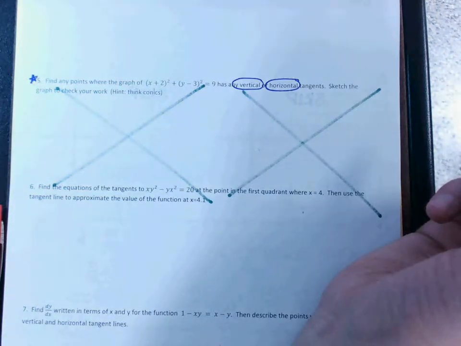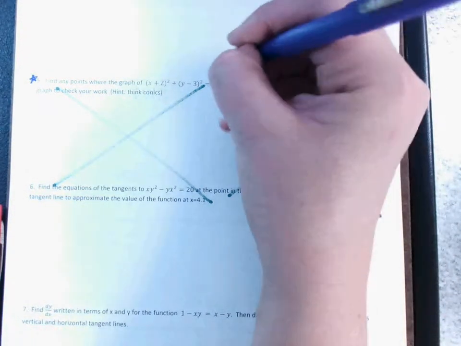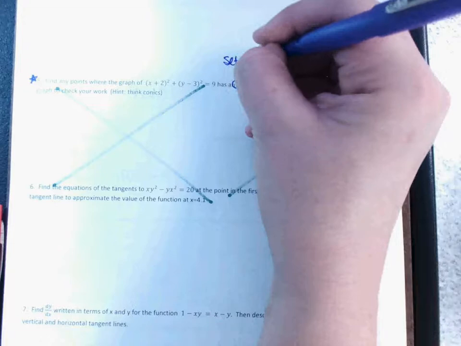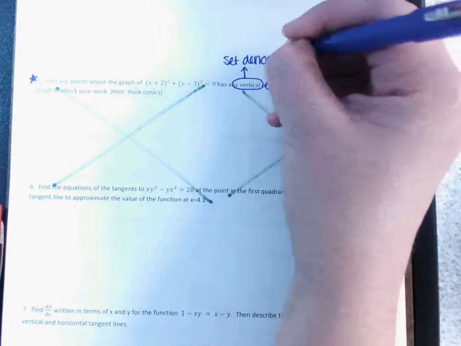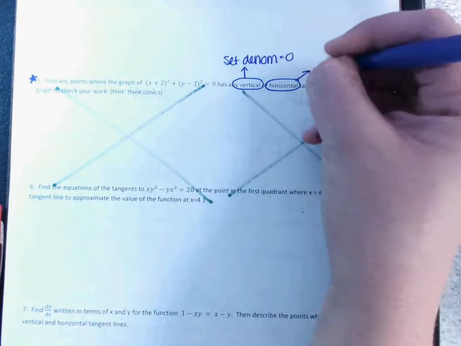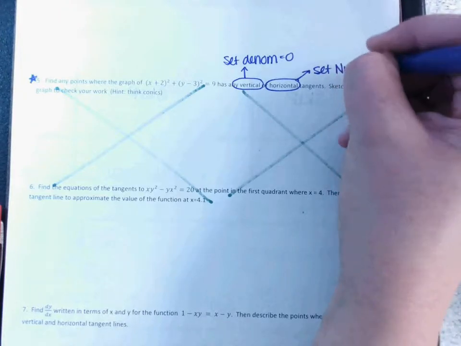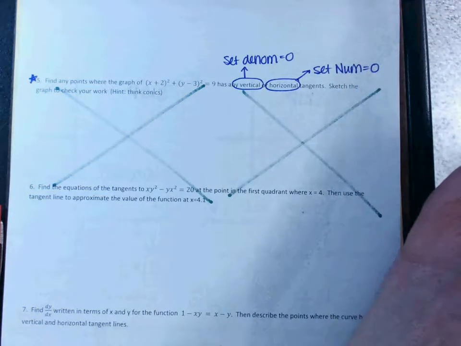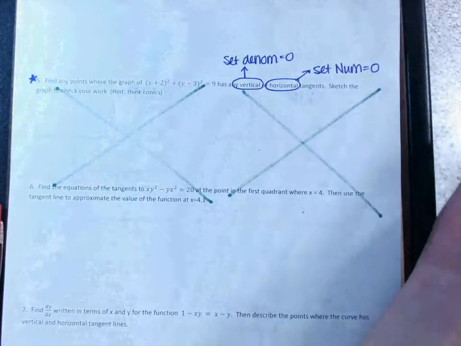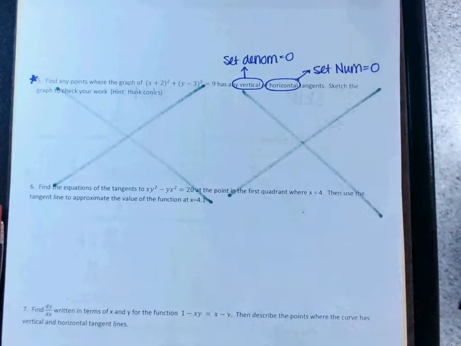So remember, that means I'm going to take the derivative. Vertical, I set the denominator equal to 0. Horizontal, I set the numerator equal to 0. Now, when we're talking about denominators and numerators, we mean of dy dx, so that's what we have to do first.